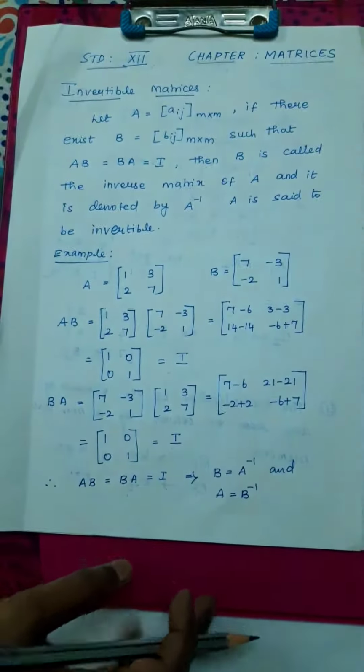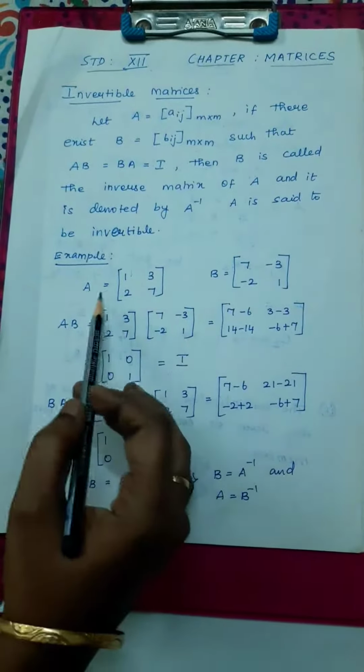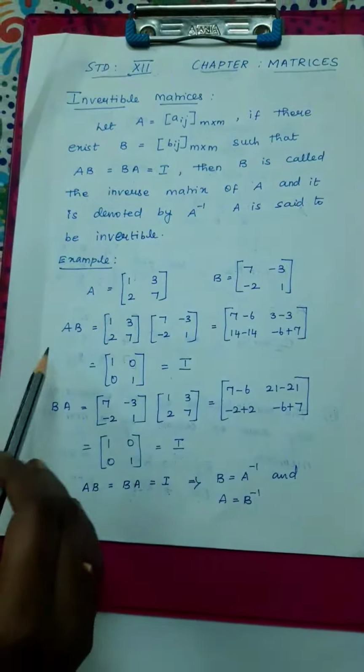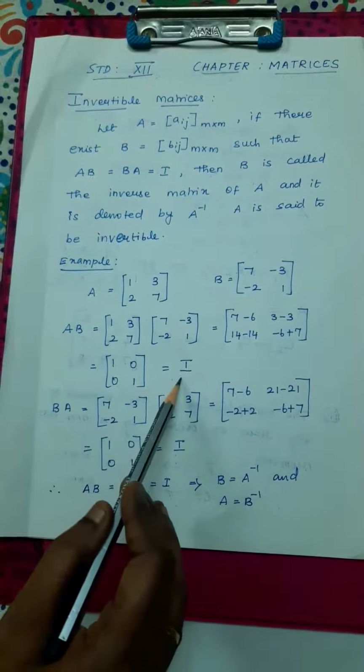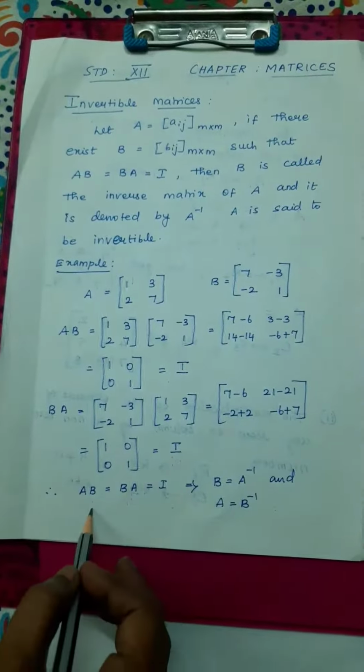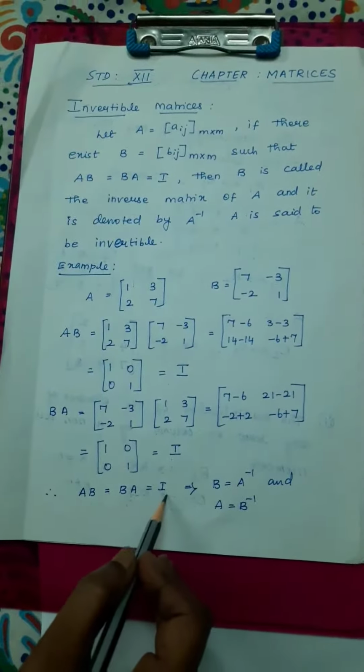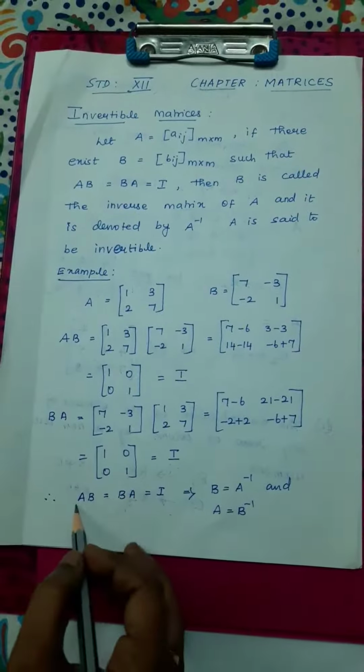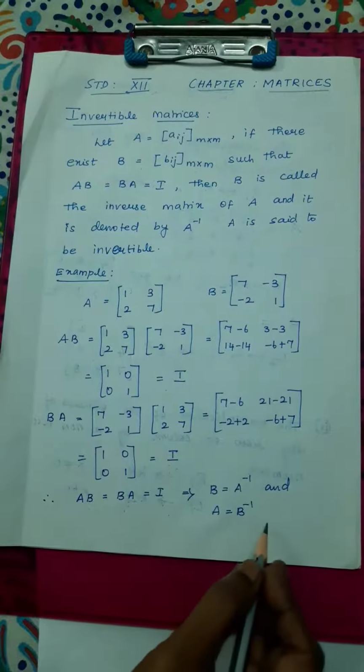For example, take two 2 cross 2 matrices A and B. Now see, the product AB is equal to identity. Also BA equals identity. So AB equals BA equals identity. In this case we can say A and B are inverses of each other.